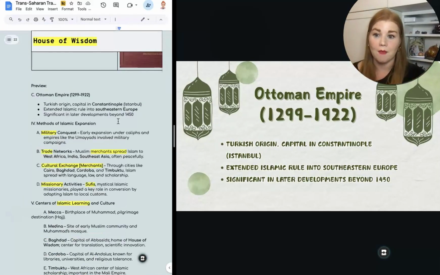So we're going to preview the Ottoman Empire here. We're going to learn more about it when we get to our land-based empires expanding, 1450 to 1750. But you can see here, 1299, the Ottoman Empire is going to start. They're not going to become really big until like 1450, 1500s, but it's important to know about them already because they do fall under Dar al Islam. They have Turkish origin, and their capital is in Constantinople, which we call Istanbul today. They had extended Islamic rule into southeastern Europe, and it is significant later in the 1450s.